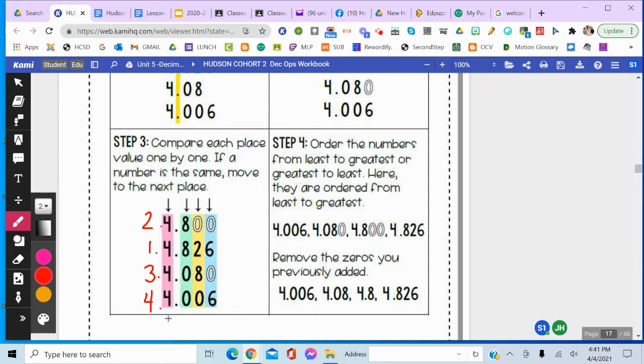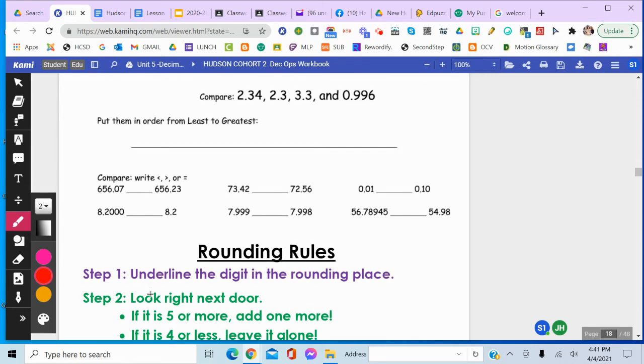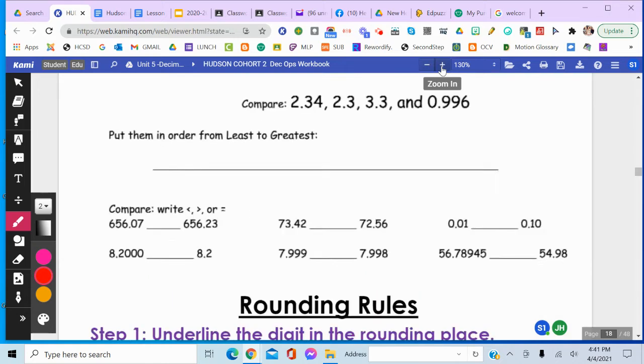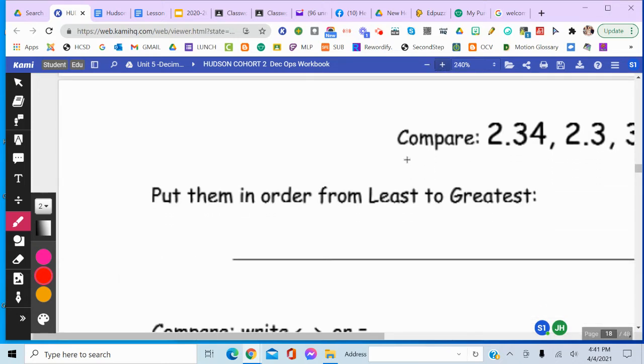All right, let's turn the page to page 18. So what we're going to do now is we're going to follow these steps. So I'm actually going to zoom way in, so I've got some space. You'll have more space than I do because you're not on the computer. So it wants us to compare and put these in order from least to greatest, and we've got 4 numbers. So the first thing I'm going to do is write them up here in my corner. And remember, they want us to line up the decimal points. So I'm going to line up all my decimal points.